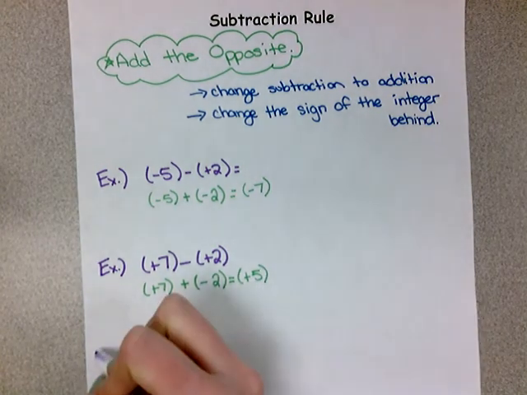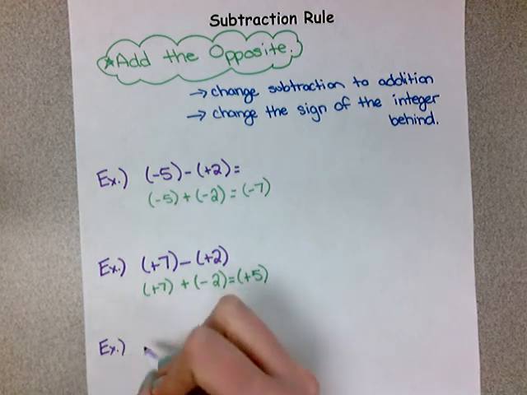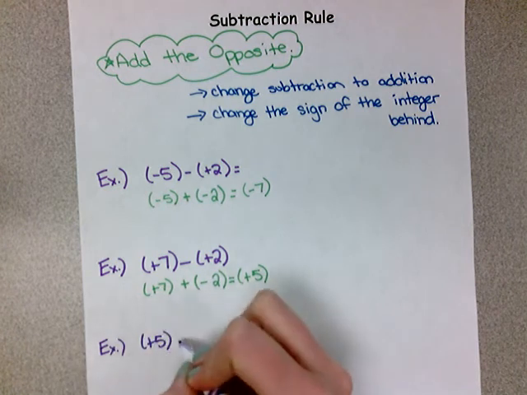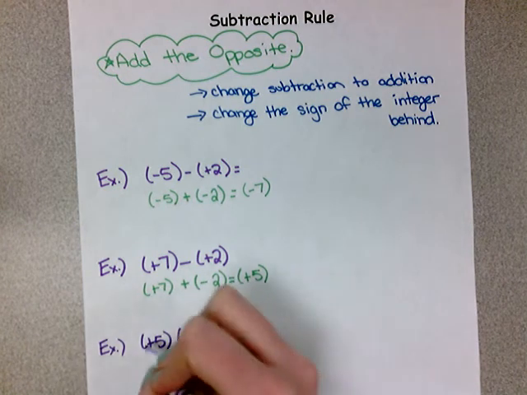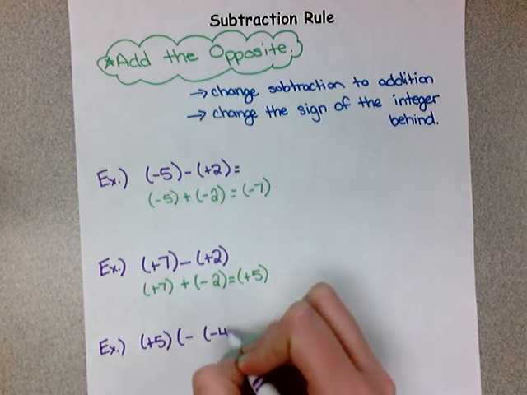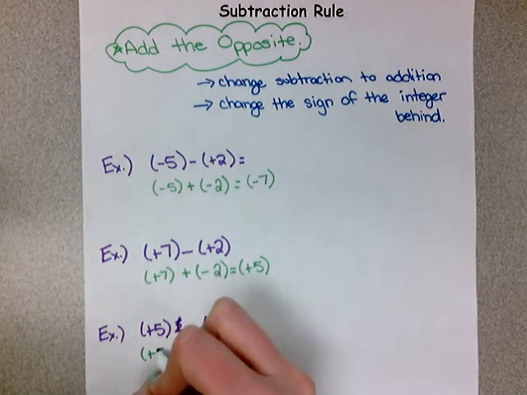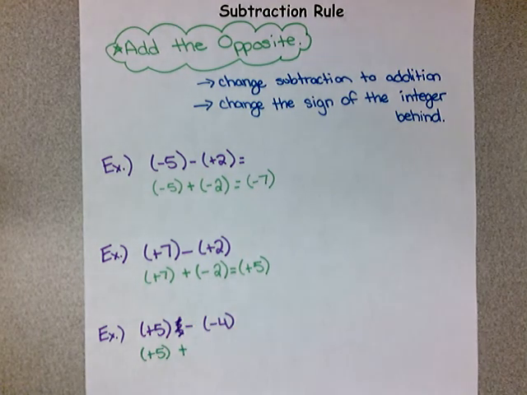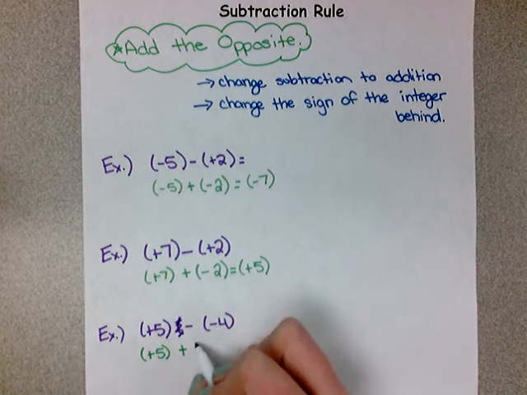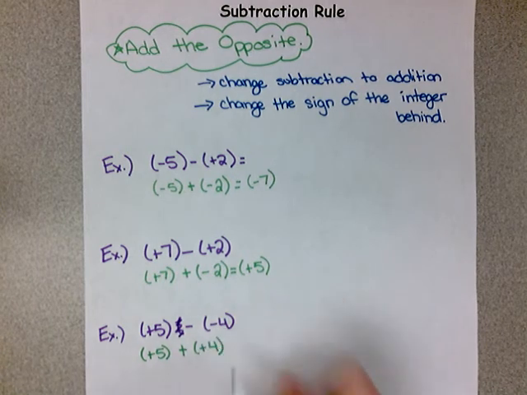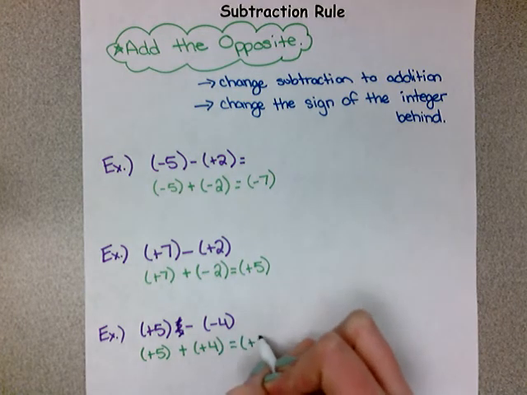And 2 more examples that we'll do here. +5 minus -4. So the first number stays the same. Change the subtraction to addition. Change this negative to a positive. So +5 plus +4, well, that's just like adding 5 plus 4. That gives us +9.